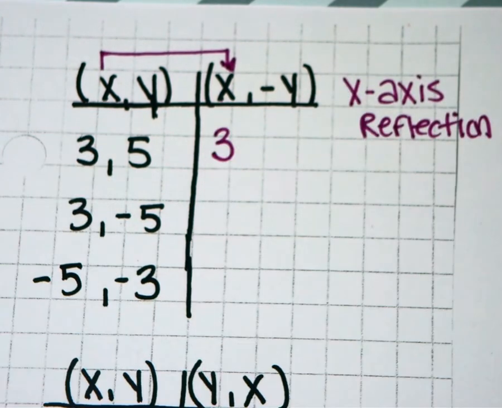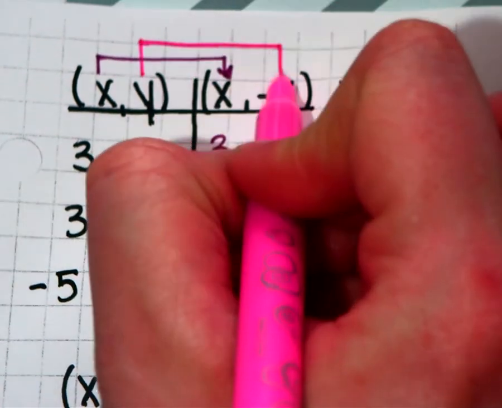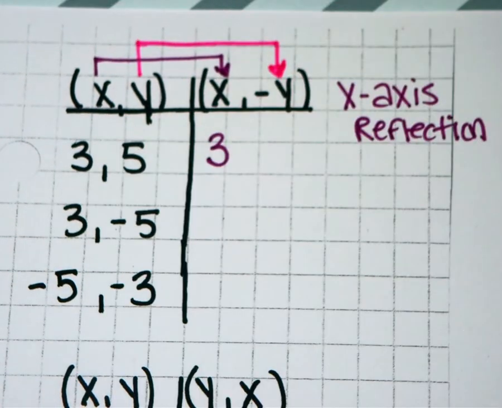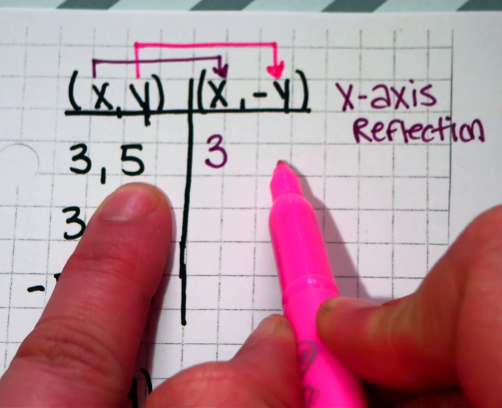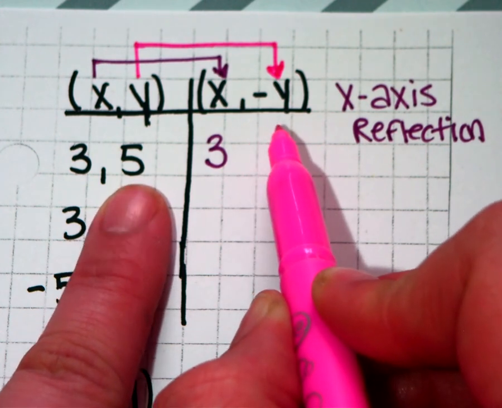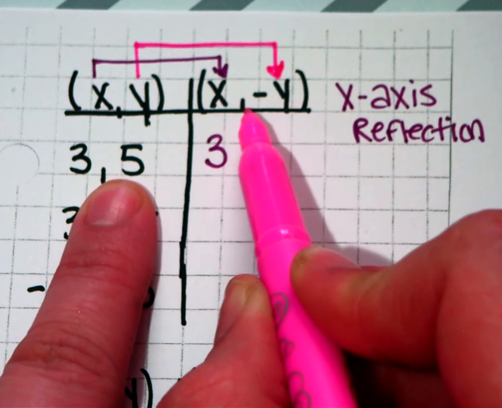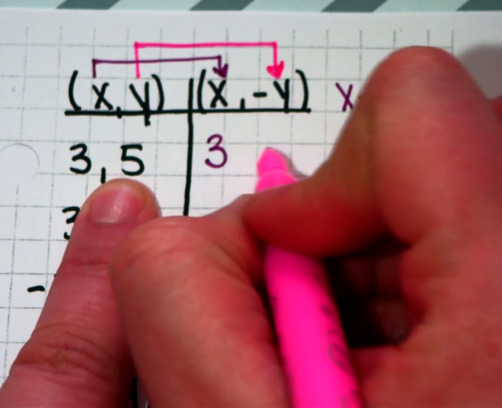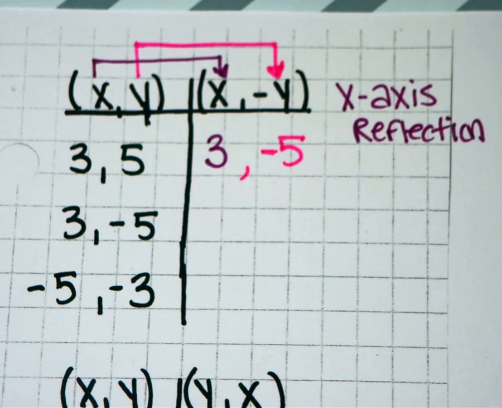Now as far as the y values go, there is a symbol in front of that. There's a negative sign. So what that means is my y value gets a sign change. It doesn't mean make it negative, it just means change the sign. So the 5, when I plug 5 in for y, becomes negative 5. So my new point is 3, negative 5. Let's try the next one.